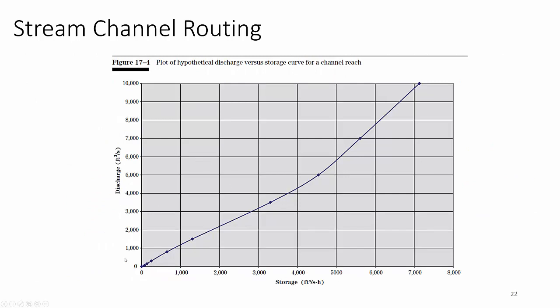So here's a discharge curve for a channel reach. You have storage for each discharge. You can see that at 1,000 cubic feet per second, you have storage of 1,000 cubic feet per second-hour. That's a typical discharge curve. As you move up to higher discharges, you start to get a little less storage per unit discharge. Storage is saturated.